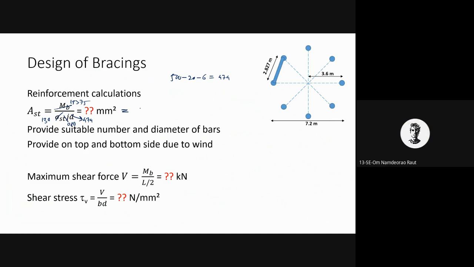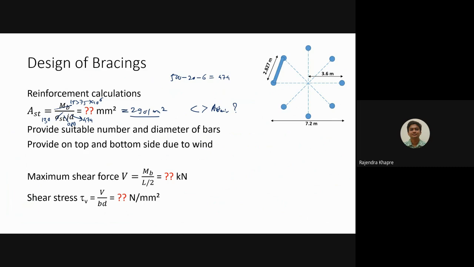How much is coming? 2901 millimeter square. Okay, now whether it is less than or greater than AST minimum, that you have to check. That can be taken from the IS code. So I'm sure you will find the AST which is required is 2901. It is greater than the AST minimum.